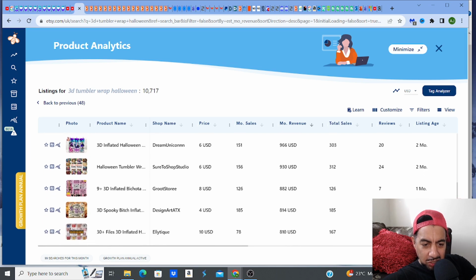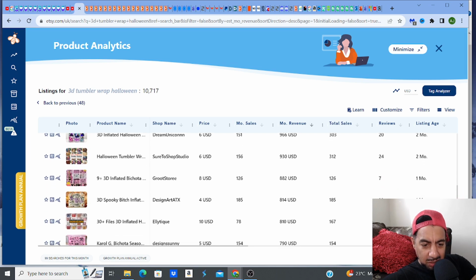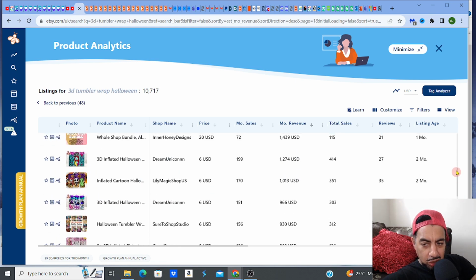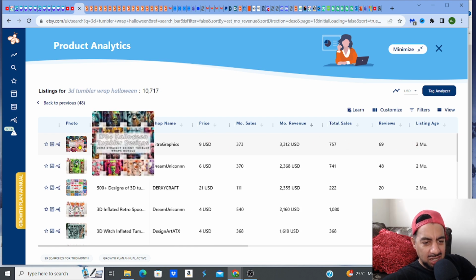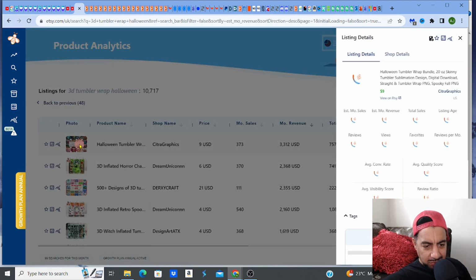Look, there's so many new ones in the game making money. Look, 1 month, 2 month listings. Well, these are just like new. But I'm going to go to the big one, 3,312. Only been out for 2 months. Like, that's nothing, right? Check this out. This one's killing it, obviously.